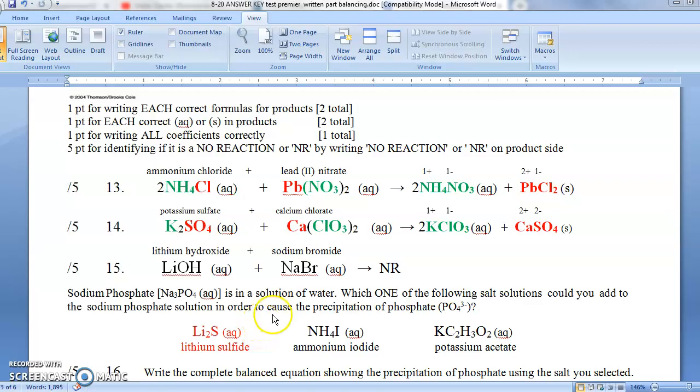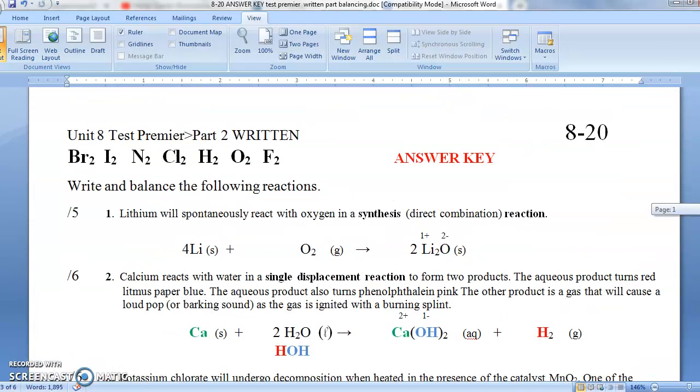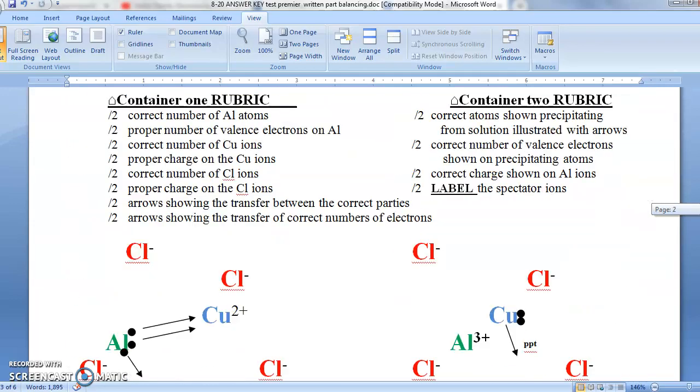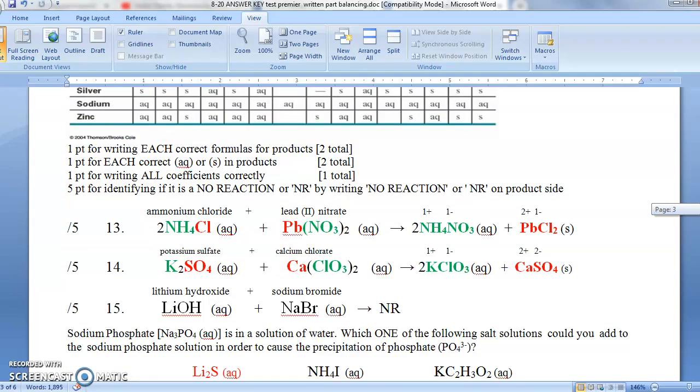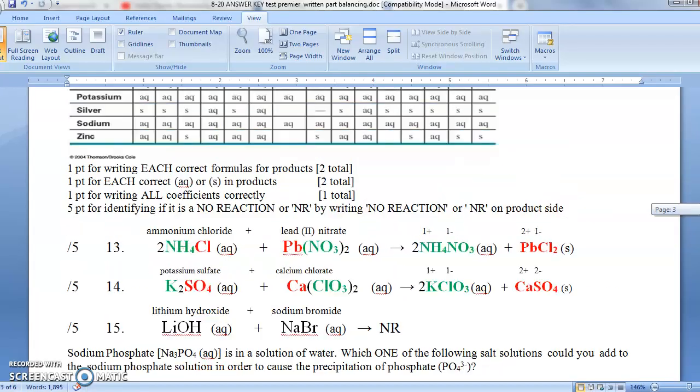Welcome back to our fourth help video over 8-20, our test premiere, the written part, part 2. This is a great review for your test. The test, of course, will look very much like this. And we're going to pick back up where we left off with question 15. We're looking at double displacement reactions.